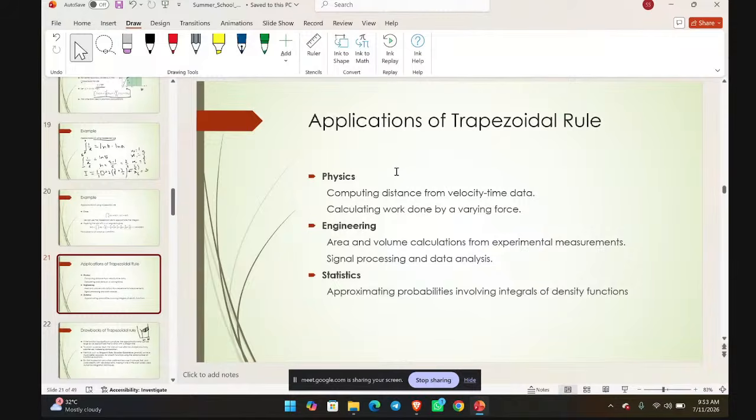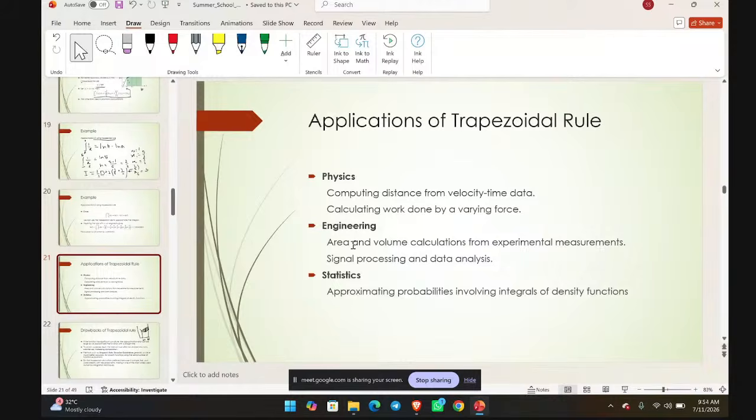So that's an application in physics. And in the same way, if you want to calculate work done by a force, we can use this trapezoidal rule. And in engineering also, if you want to calculate area and volume, there are many shapes which don't have a formula for area and volume.